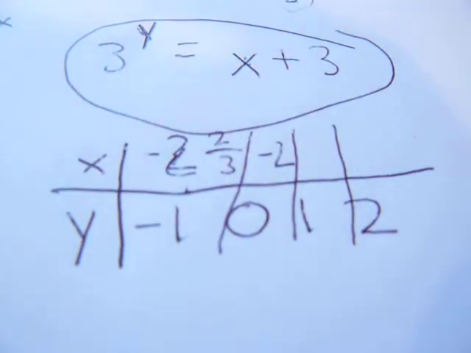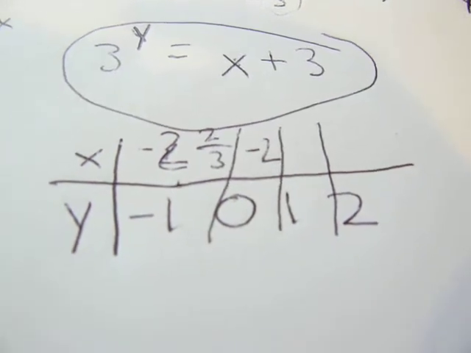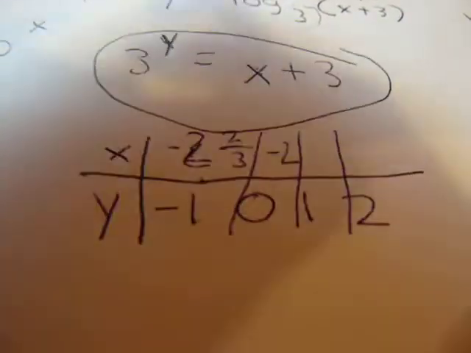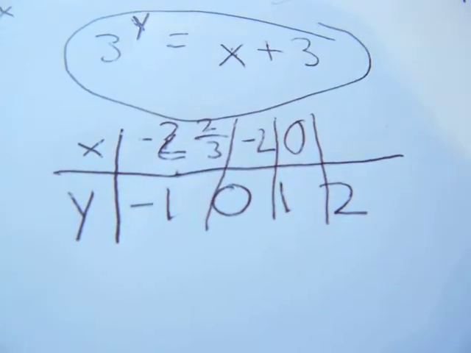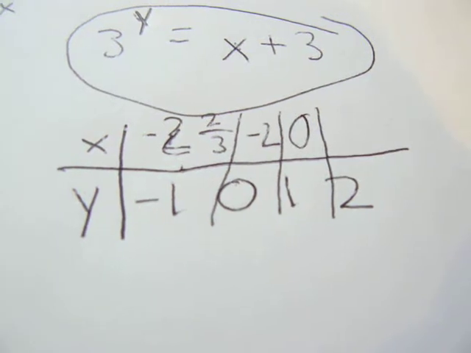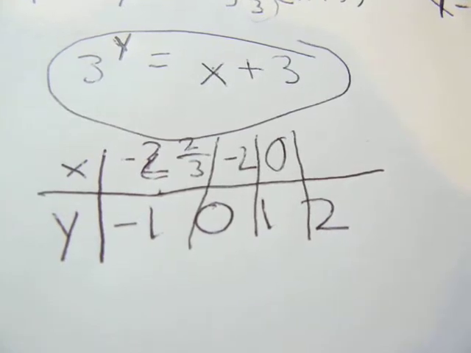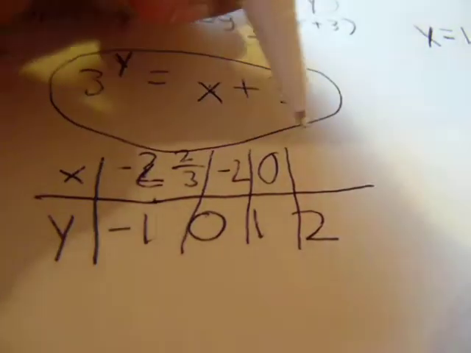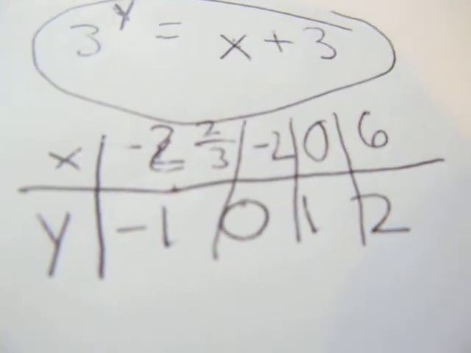And then when you plug in 3 to the first power, you know that it's 3, so 3 is equal to x plus 3, and you subtract 3 from both sides, and you get x is equal to 0. And finally, when you plug in 2 for y, you get 3 to the second power, which is 9, equal to x plus 3. Then you subtract 3 from both sides, and you get x is equal to 6. So now you have your table of values, and the only thing left to do is to graph it.